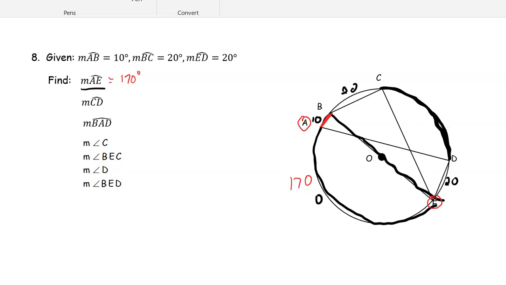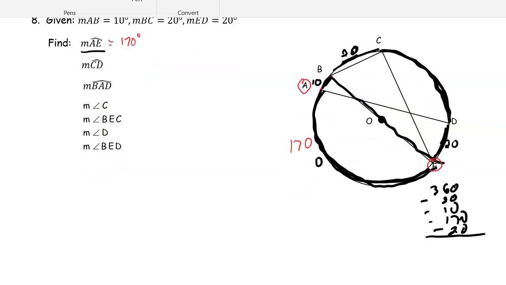We know this is 20. We know this is 10. We know this is 170. And then we know this is 20. So CD is all we are missing of the 360. So 360 and then subtract the 20 that we have here, the 10 that we have here, the 170 that we have here, and then the 20 that we have here, and all we have left is what we would need for C to D.